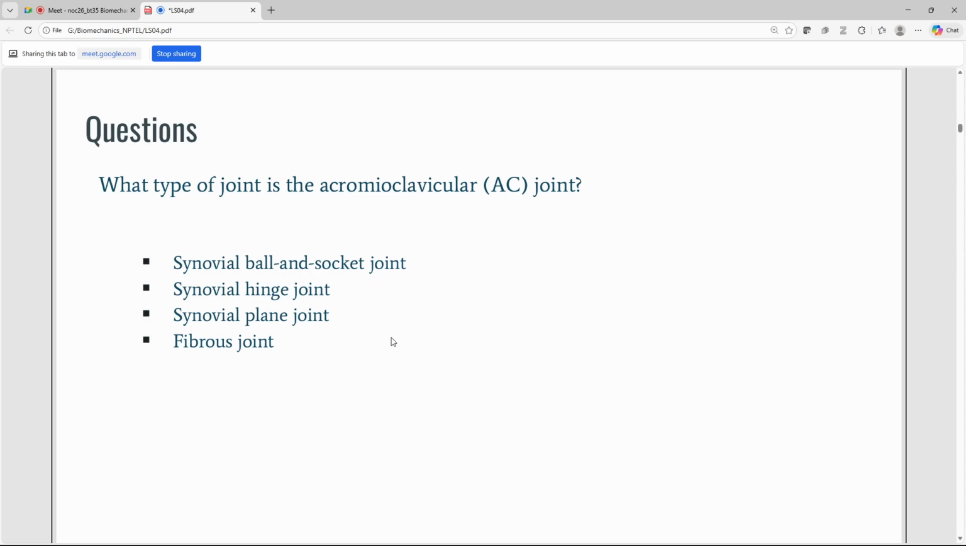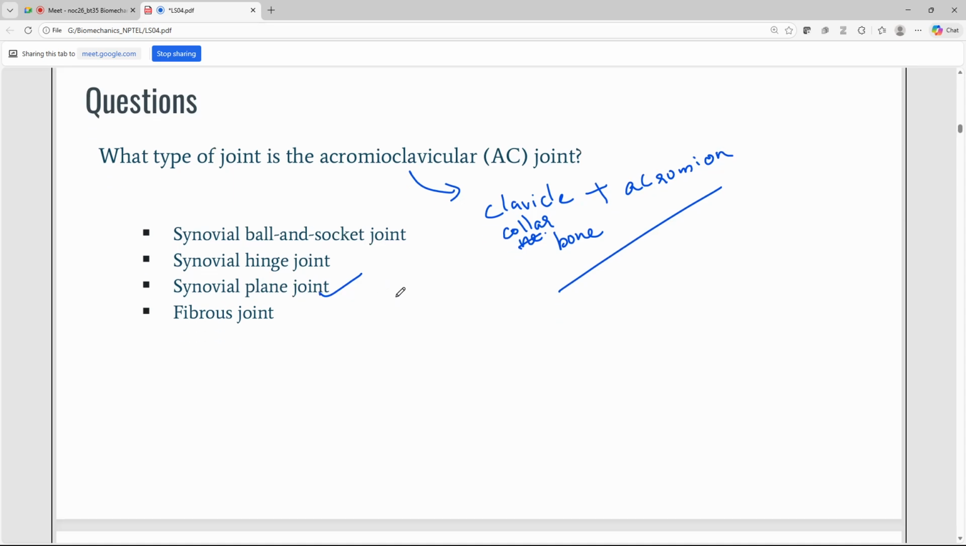Yes, option C, that is synovial plane joint. The acromioclavicular joint is formed by the clavicle, the collarbone, and the acromion portion of the shoulder bone. So this is the AC joint, which is a synovial plane joint.